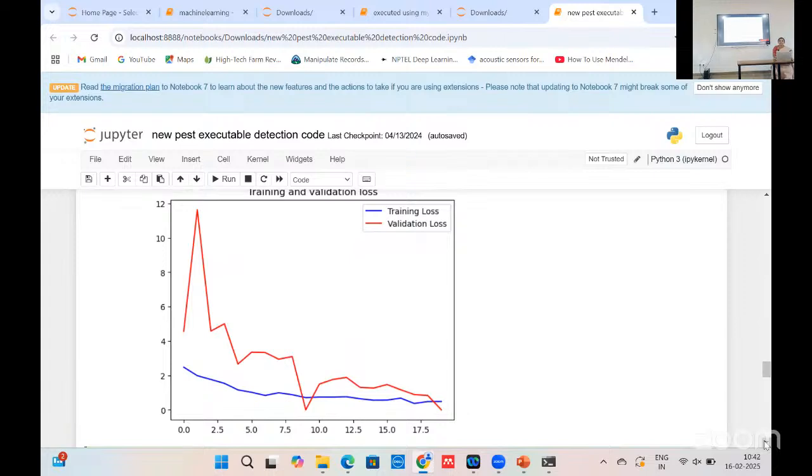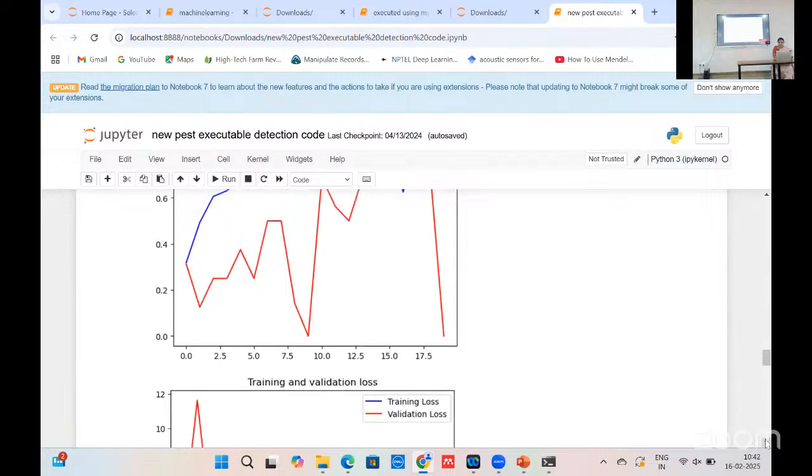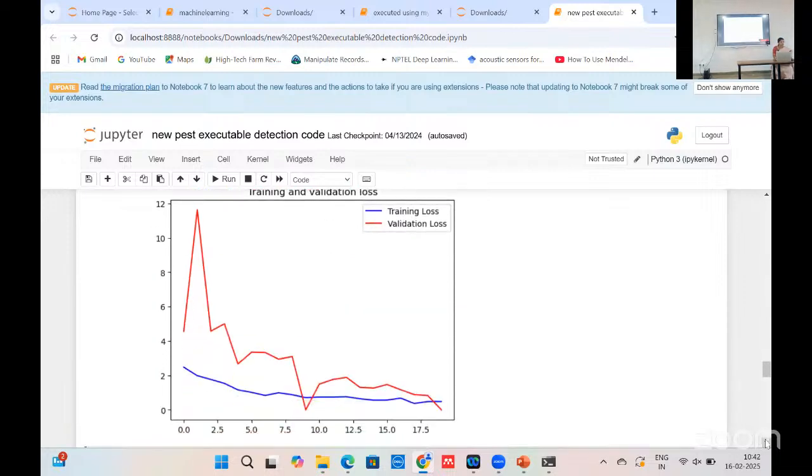Here you can see the graph for loss. The first graph is for accuracy and the second graph is for loss. Okay.